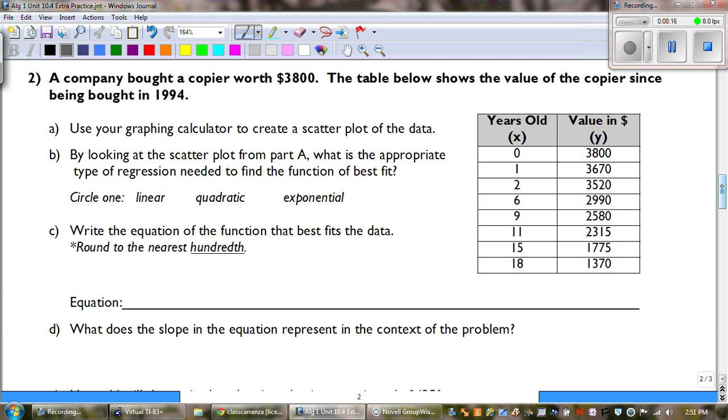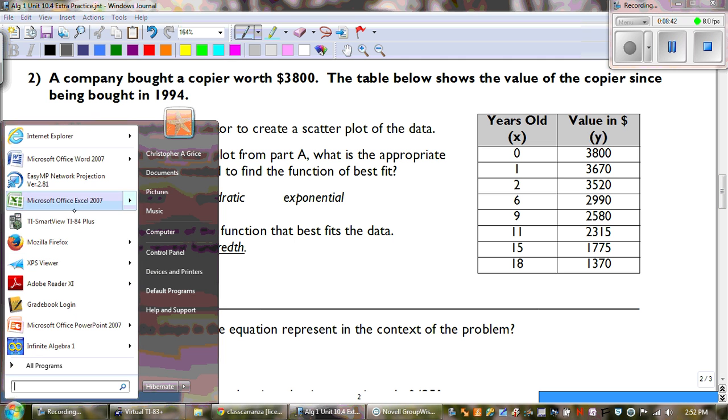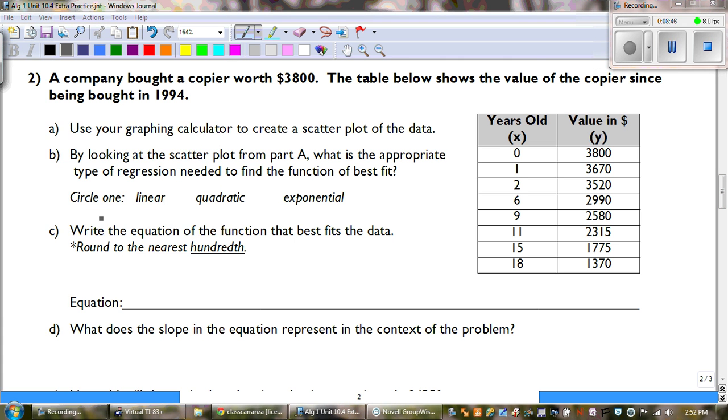Now we're going through a little bit of a review, just because we had a lot of trouble on this on our last quiz. All right, a company bought a copier worth $3,800. The table below shows the value of the copier since being bought in 1994. So use your graphing calculator to create a scatter plot of the data. Okay, so that's the first thing, guys. Get out your graphing calculators. Where is mine? There it is.